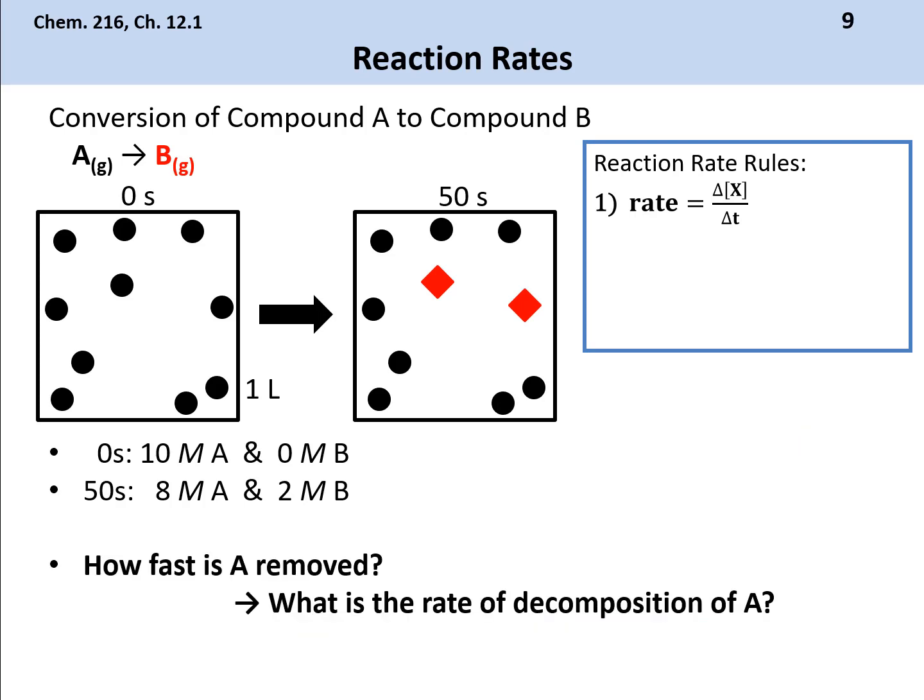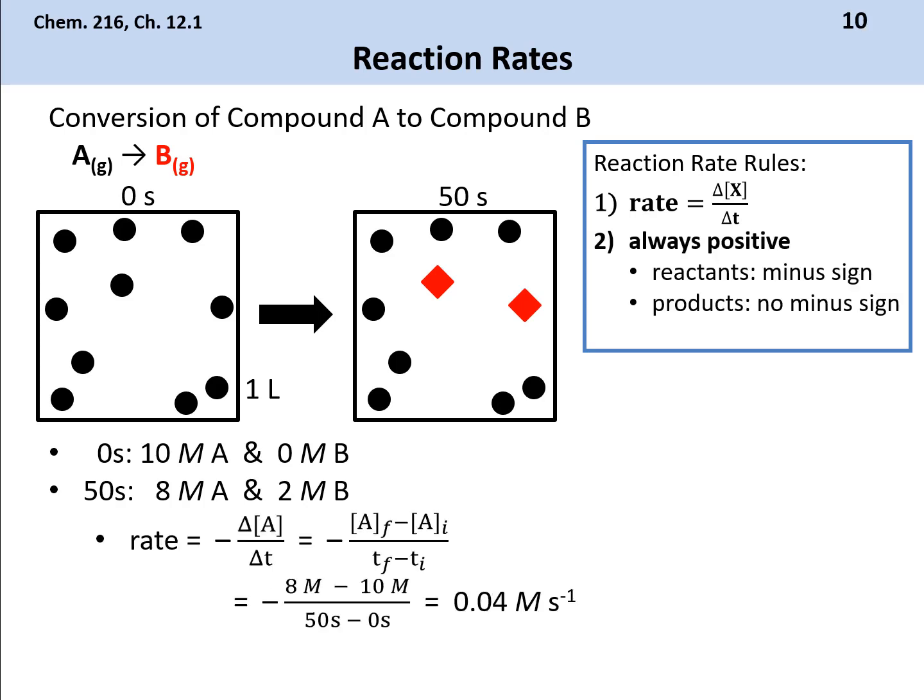Now, I could also ask, in the same way, how fast is compound A being removed? I could say this is the rate of decomposition. Whenever I say rate, I'm asking how fast or what speed is it? Now I have the same thing: A final minus A initial over T final minus T initial. That's delta A over delta T.